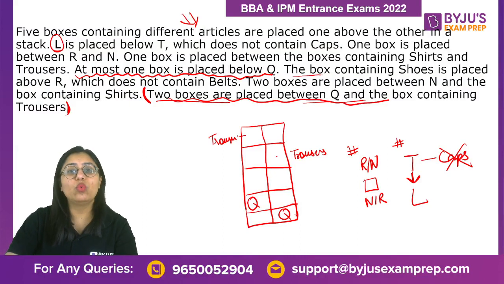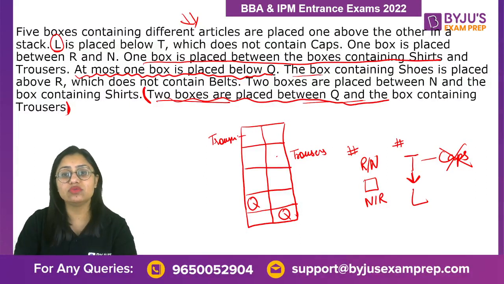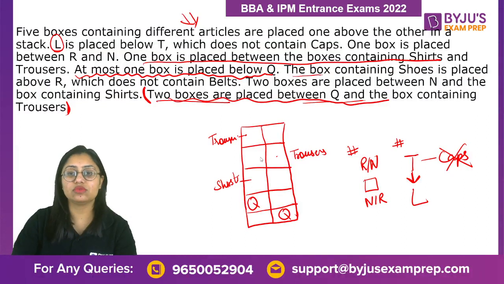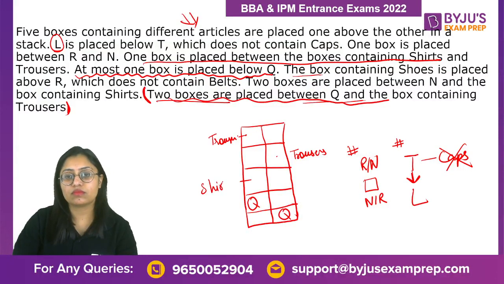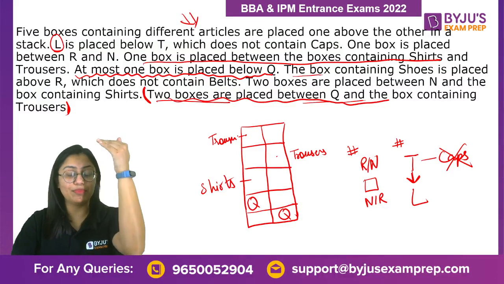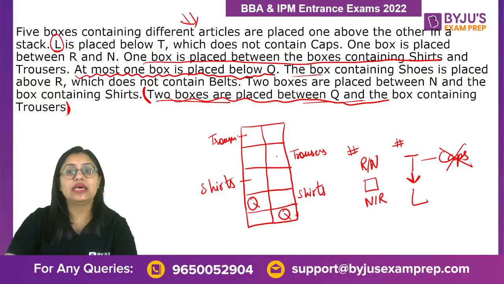Then they tell you one box is placed between the boxes containing shirts and trousers. So trousers is on the top. That means shirts should be over here. Trousers is on the top. That means shirts should be somewhere over here. Over here. Top की तरफ shirts नहीं हो सकते. So shirts, right? Then the next information we have already used.